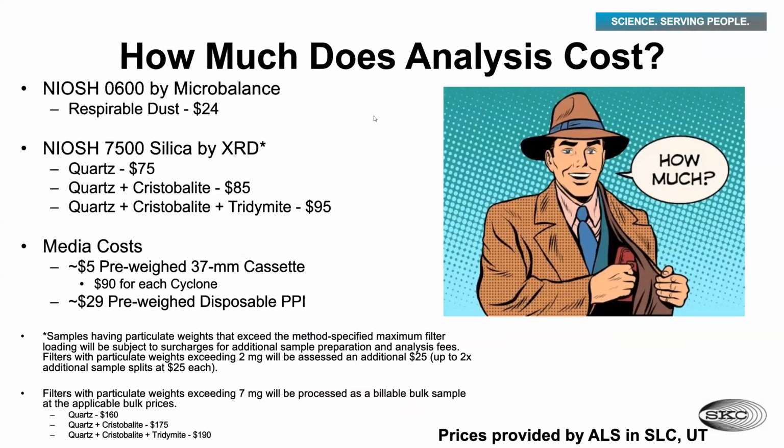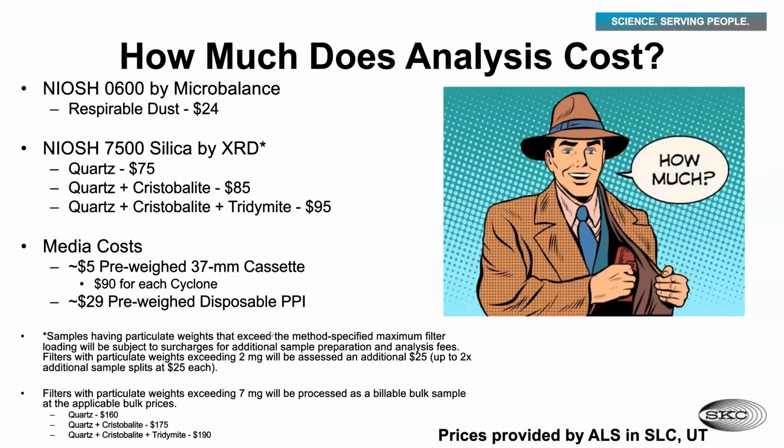So from an actual analytical cost, it's very inexpensive to weigh something. For example, if you use a NIOSH 0600 to just measure purely respirable dust, it's only $24. As we start making our way down to add different polymorphs, whether you need quartz, cristobalite, and tridymite. Say that 10 times fast. And it continues to add some price.